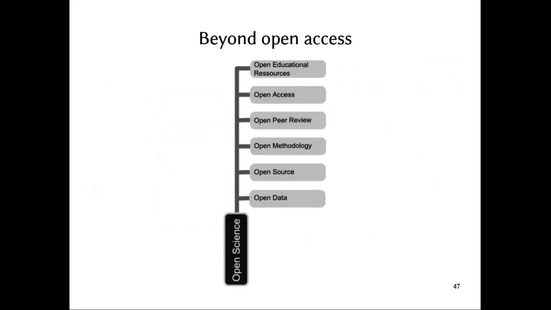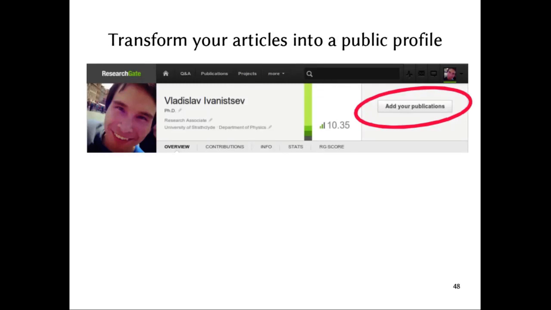Good. And besides open access, there are many open science directions like open data, open source, open methodology, open peer review, open educational resources. Why should you make all your publications publicly available? Because that is a part of your publicity, your public profile, what you do, a way of advertising your research. For instance, here is an example of my ResearchGate where I can add all my publications. I was not doing it for several years because it takes time.